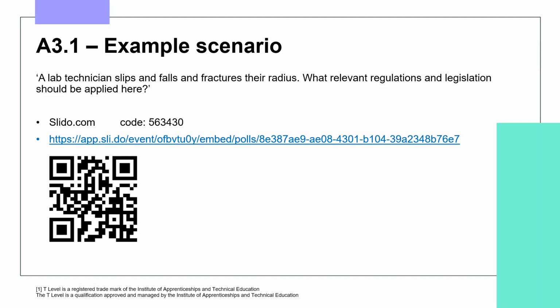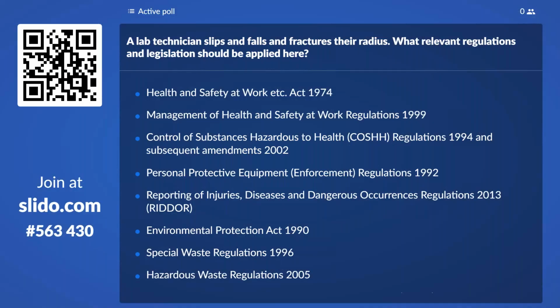So here we have an example scenario provided, which is a lab technician who slips and falls and fractures their radius. What relevant regulations and legislations should be applied here? In order just to break up the session slightly, I'm going to ask you to follow the link in the chat to a poll where you can assess your current understanding of the regulations. Just quite simply, tick the regulations and legislations you think apply to this situation. I'm going to give us a couple of minutes, one just to access the link and to answer the question. We'll also look to see if there are any more questions that need answering.